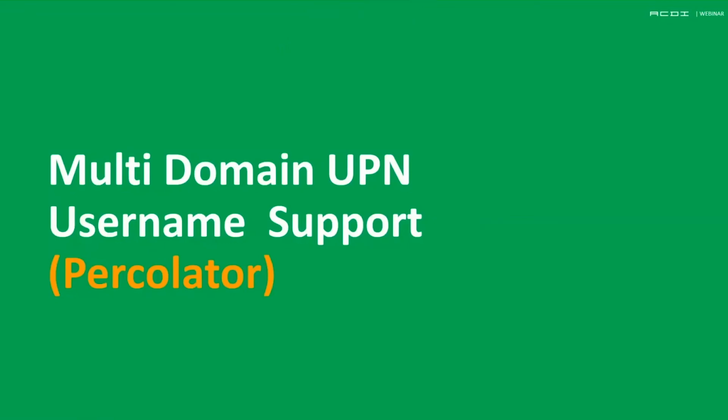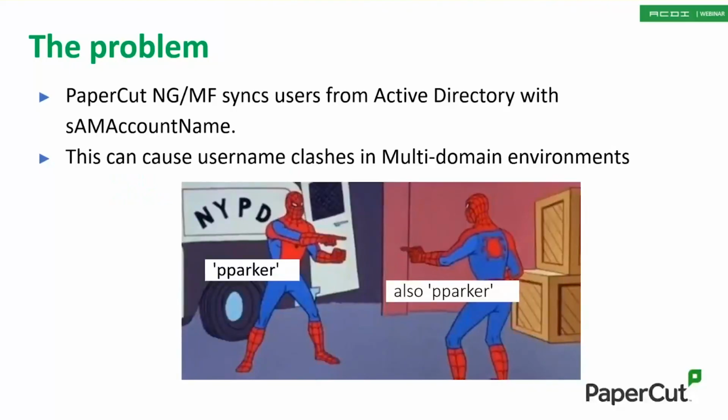Another item in the percolator, multi-domain UPN username support. PaperCut has had multi-domain support for some time, and now we can use the user's UPN for authentication. Here's the problem: a company has two different domains. Maybe they just acquired a new company, for instance. We find a user with the same name in both domains, and PaperCut is not sure which one is which as we're looking at the SAM account name field in Active Directory, and the username is the same in both domains. So now we get a username clash.